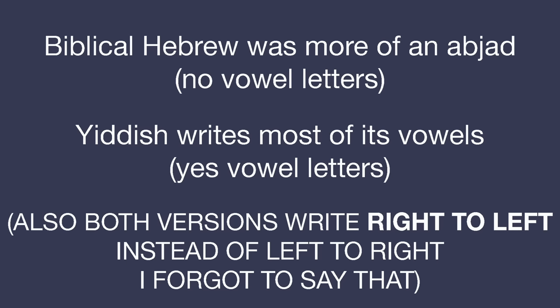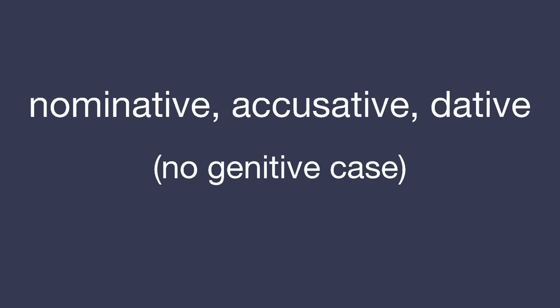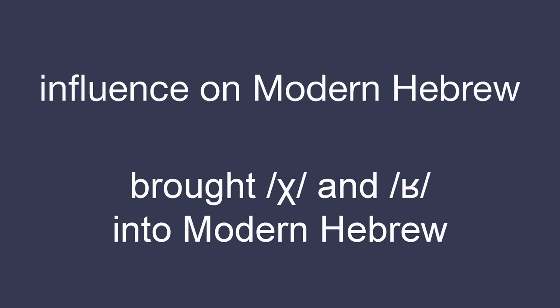Traditionally in Biblical Hebrew, it acted more as an abjad, but Yiddish writes most of its vowels out like a typical alphabet. Although there aren't enough letters for all the consonants and vowels, so optional diacritics are used to distinguish between them. Grammar-wise, Yiddish has the nominative, accusative, and dative cases, but no genitive case, and the inflection of adjectives, articles, and verbs works similarly to how it does in standard German. Yiddish also had influence on the development of modern Hebrew, bringing plenty of vocabulary words and even the uvular h and r sounds into the language.